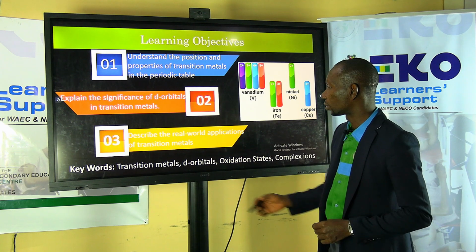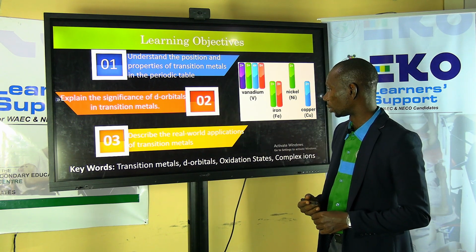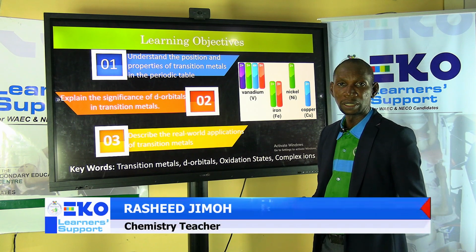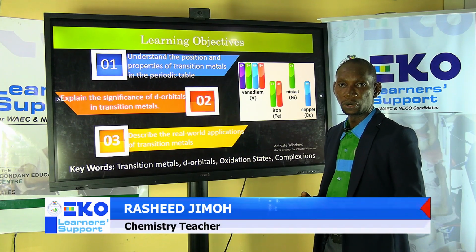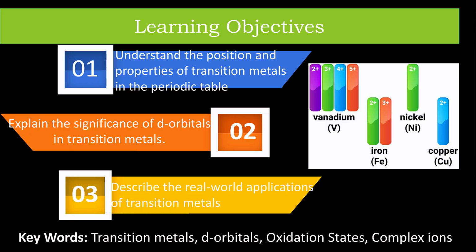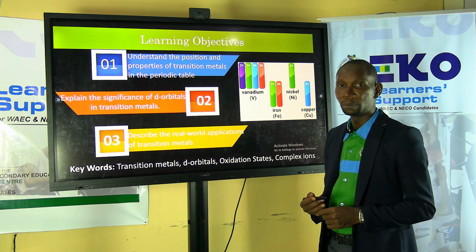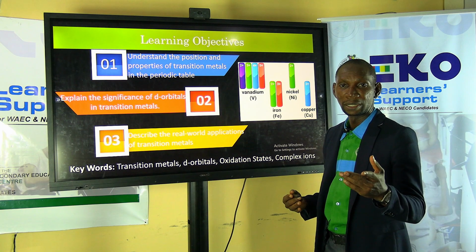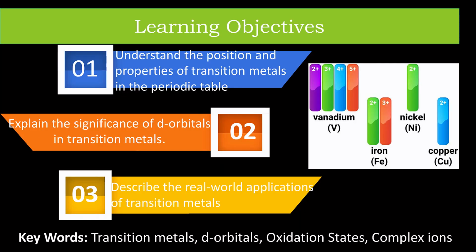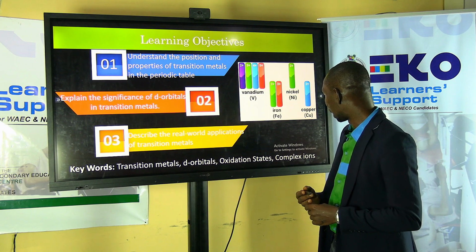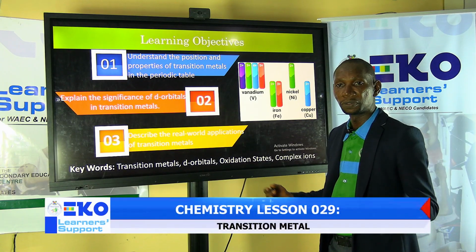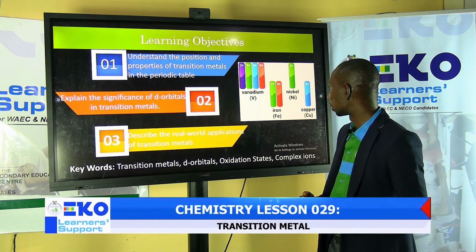But before we go further, let's look at some keywords that will guide us. Transition metals. Like we said, these are elements that occupy the D block in the periodic table. D orbitals. Yes, this is another type of orbital. Don't forget, we have the S, we have the P, and we also have the F orbitals. Oxidation state. This is the charge on an atom. And we have complex ions. These are the type of ions that are formed by transition metals.